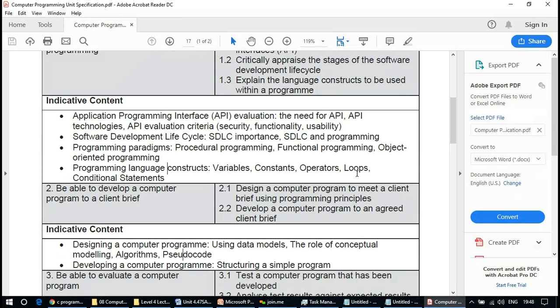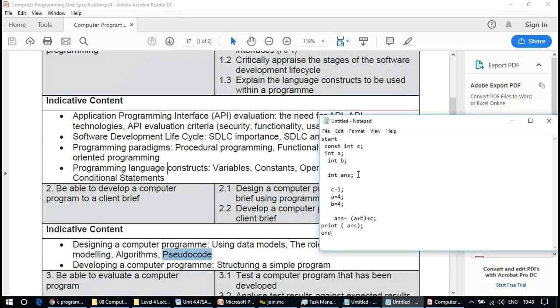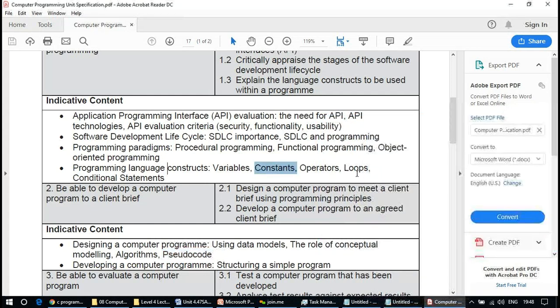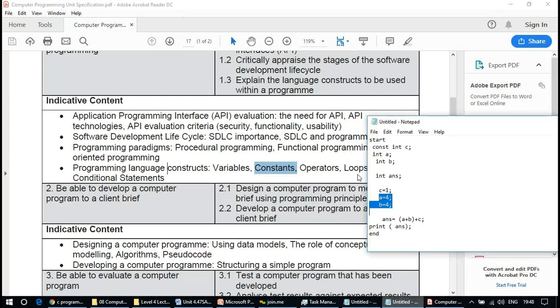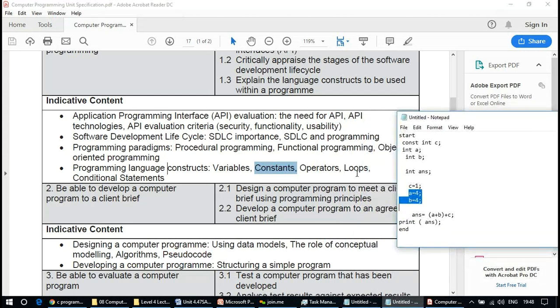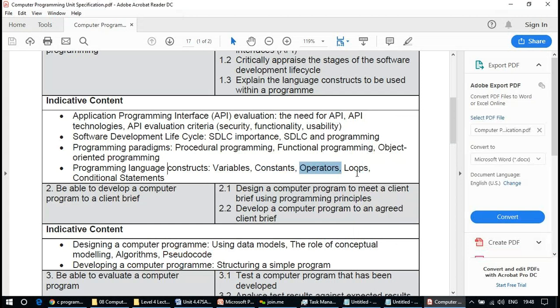Pseudo code is basically human-understandable code, in order to explain to you the language constructs of a programming language. You used variables, A and B. You used the constants, a constant variable as well. You used the operator as well.